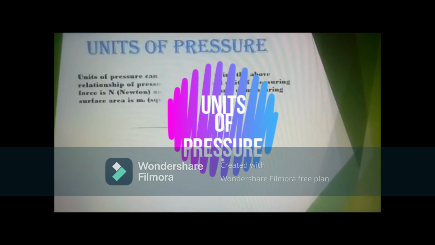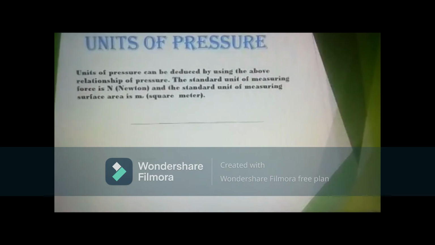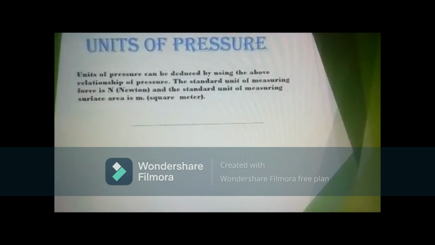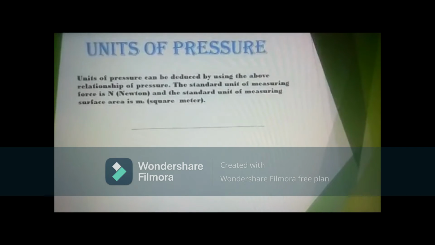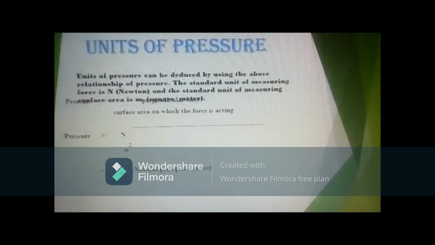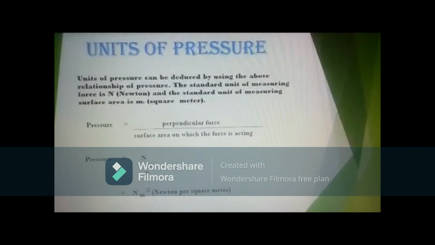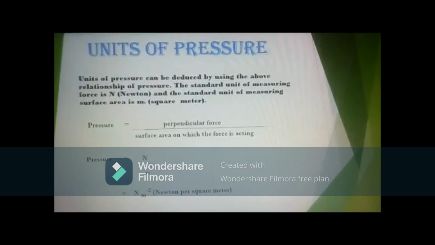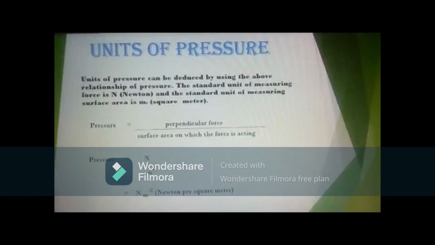Unit of pressure. The unit of pressure can be derived by using the above relationship of pressure. The standard unit of measuring force is Newton, and the standard unit of measuring surface area is square meter. Pressure equals perpendicular force divided by the surface area on which the force is acting. Pressure equals Newton divided by square meter.